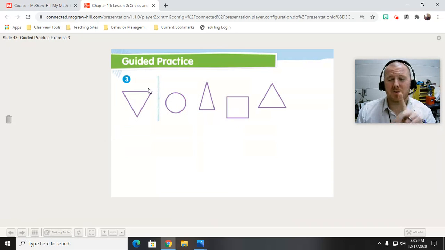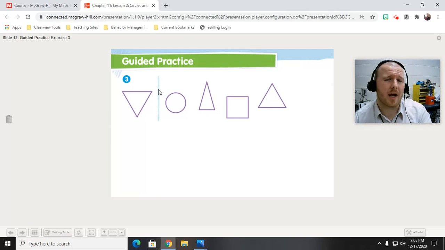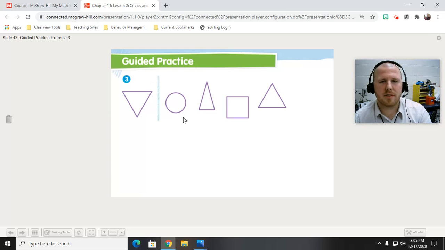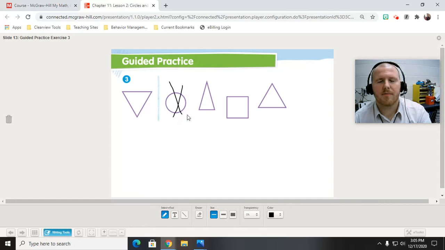Okay, so they're trying to do this again. And they actually threw a square in there. So they are trying to throw us off a little bit. But we're focusing on the triangles. Now, let's just do this. This is definitely not a triangle. It's a circle. So we're going to cross that off.